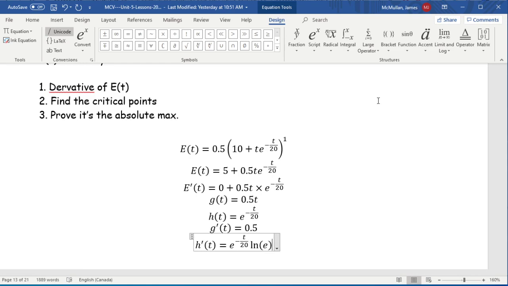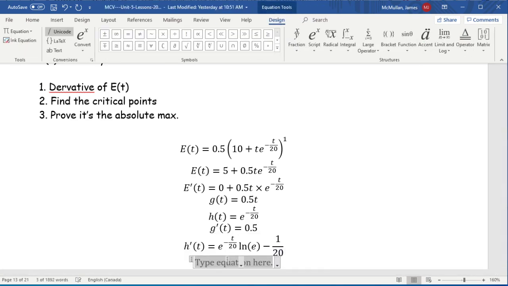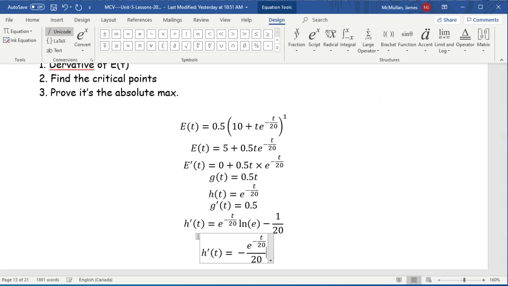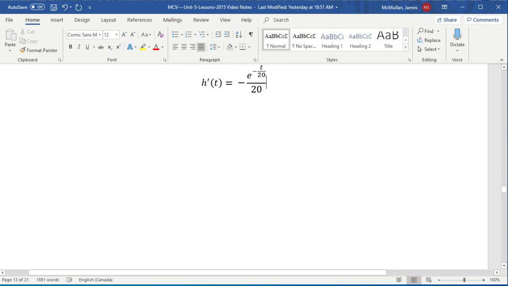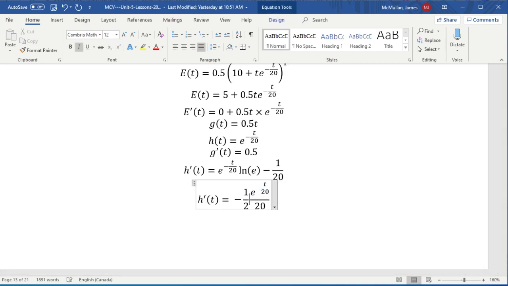Of course, you don't really need to do the correction factor in this one because it's base e, and then you multiply by the derivative of the exponent. So to make that a little simpler, we can just say negative e to the power of negative t over 20, all over 20. Okay, so something like that would be h prime, although it might just be easier to say the 1 over 20 and leave it separate so we have an easier time factoring it later.